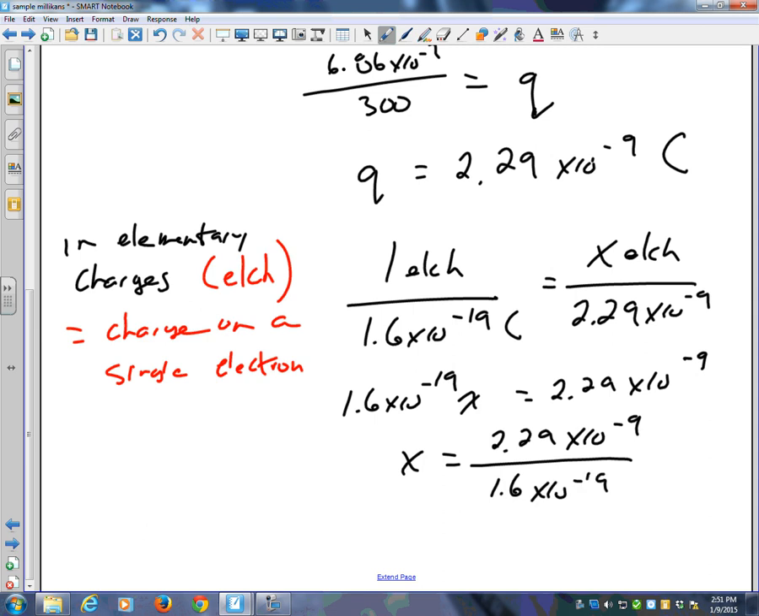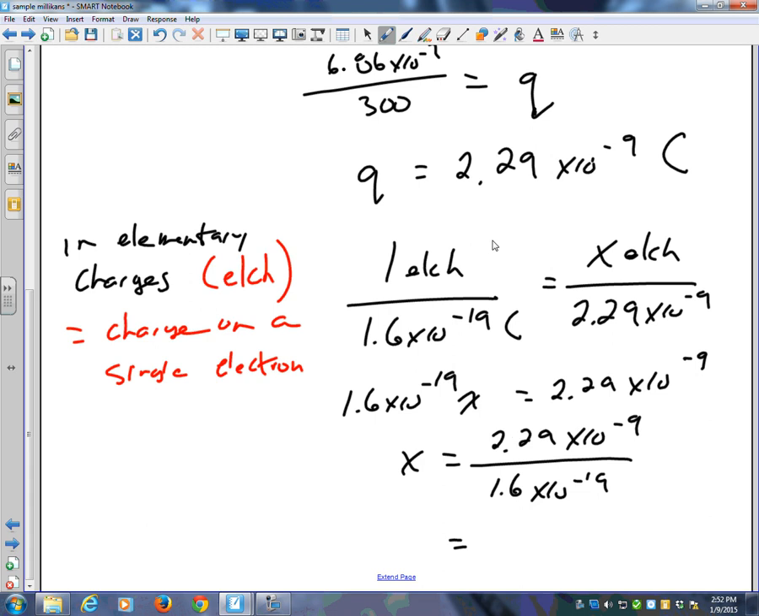Now, many people will say, Mr. Ben, how come I can't just divide by 1.6 times 10 to the minus 19? You can go right ahead and do that with one rule. You're not allowed to ask me on the test, do I divide or do I multiply? That's the only rule, because I'm not going to tell you. If you want to skip all this, be my guest, but you better remember that if you're going from coulombs to elementary charges, you're going to divide. And if you're going from elementary charges to coulombs, you're going to multiply. I'm not answering that question.